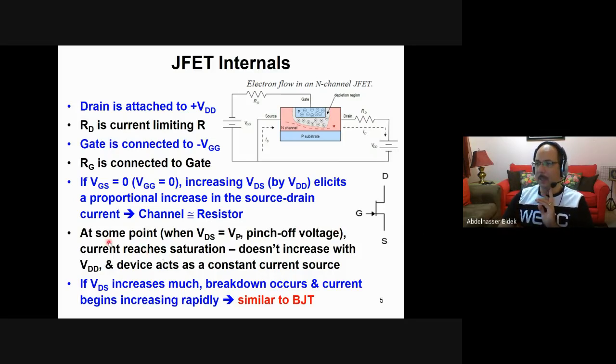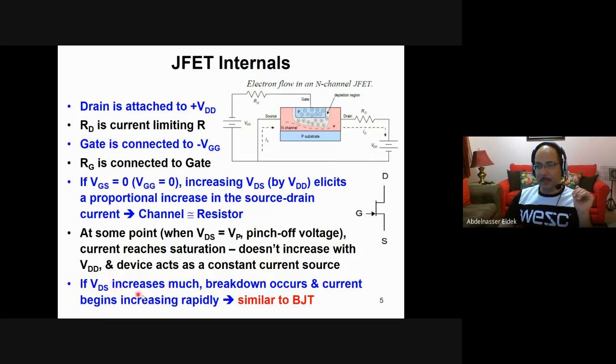Okay, so at some point, as I said, when VDS equals VP, or call it pinch off voltage, the current reaches saturation, so it does not increase with VDD, and the device acts as a constant current source. So it doesn't matter what the voltage is, the current is constant. So this is a region, actually, usually when we use it in this region.